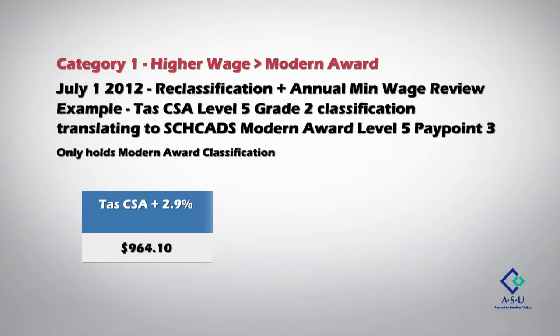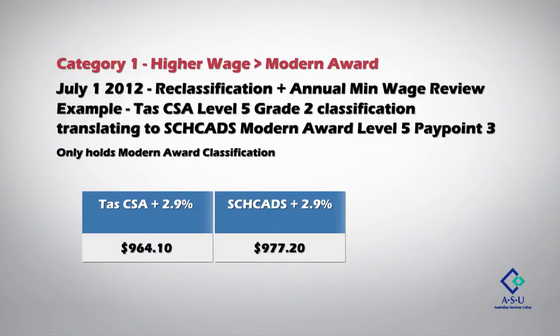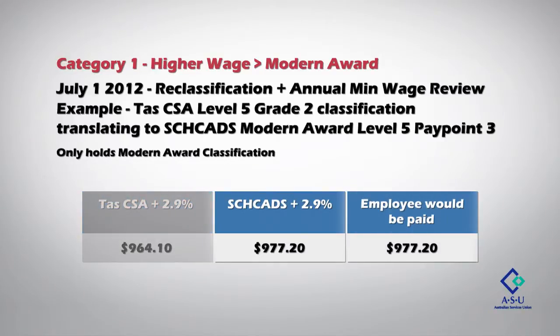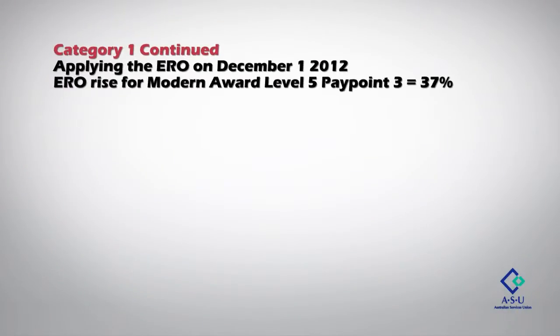The TAS-CSA Award pay rate then went to $964.10 per week. When the annual minimum wage review decision was applied to the SCHCADS Modern Award level, the pay rate was then $977.20 per week. The new classification and pay rate then is the Modern Award, as it's higher. From December 1st, 2012, the ERO was applied. Using the same example, the ERO percentage rise for SCHCADS Modern Award Level 5 Pay Point 3 is 37%.